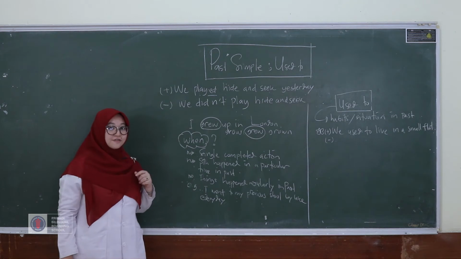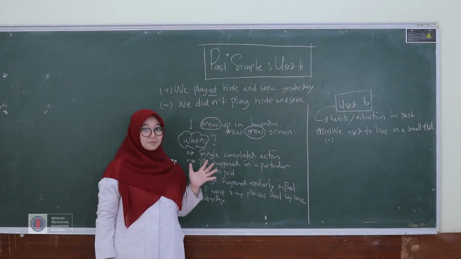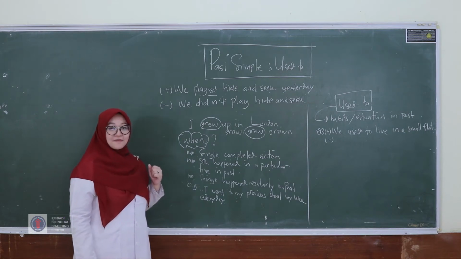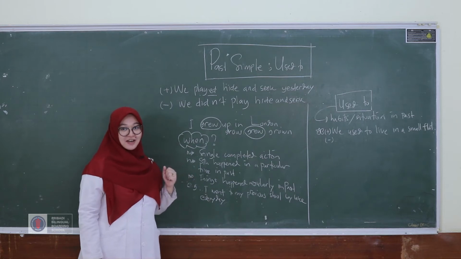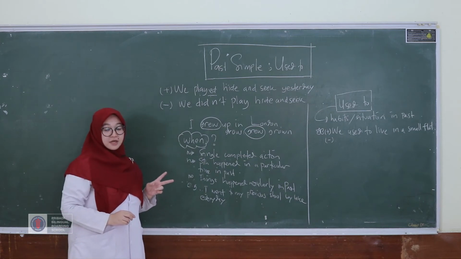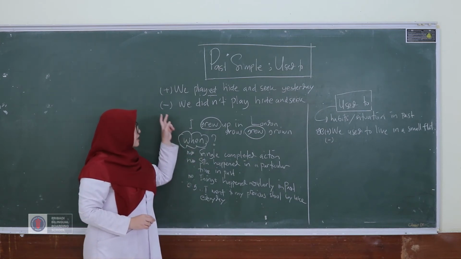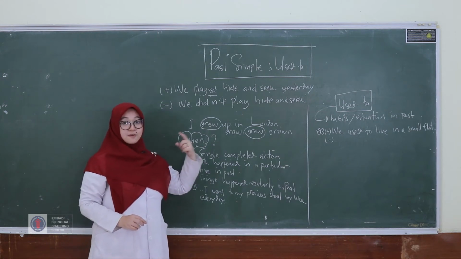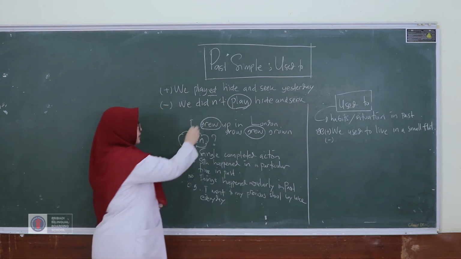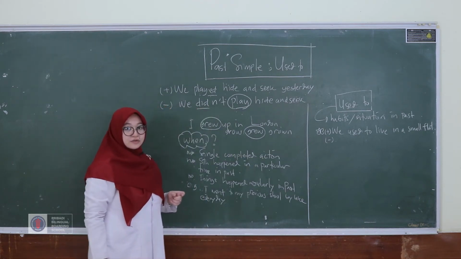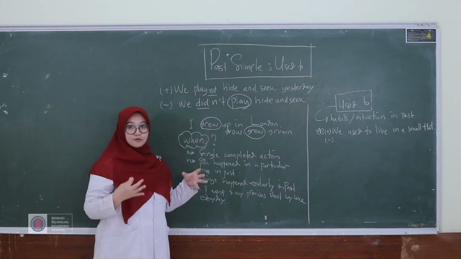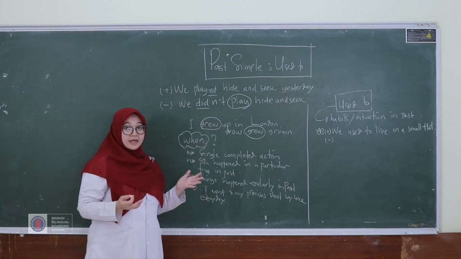Can you find any difference from the previous sentence? Yes, you're correct. The form of the verb is changing. In the first sentence we use -ed, which is the second verb form, and in the negative one we go back to verb 1, "play." Because you use "didn't" here, the verb goes back to verb 1.